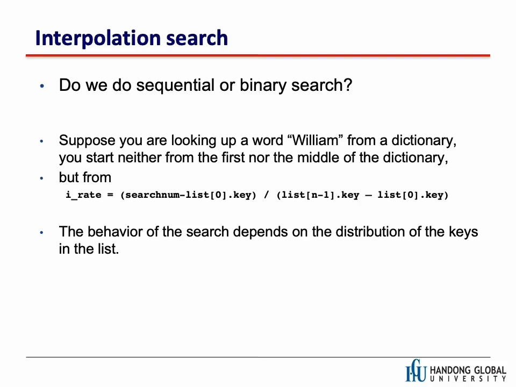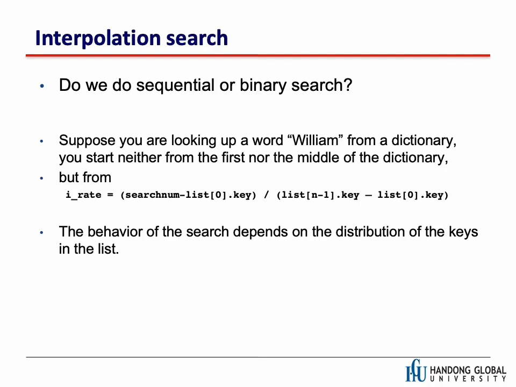But the question is, when we search for something in our daily life, how do we do it? Do we use a binary search? Think about a dictionary. We are looking up a word, so how do we do that? Suppose you are looking up the word William in a dictionary. Then you start neither from the first nor the middle of the dictionary. If we use a sequential search, then you start from the first page, and if you use a binary search, then you start from the middle page of the dictionary. But that's not how we do it, right?